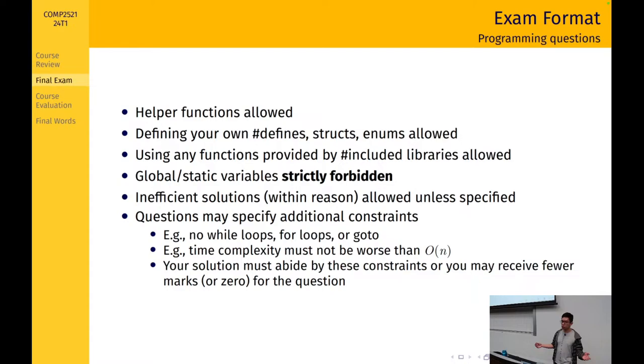Okay, there might be constraints on the time complexity. So time complexity must not be worse than O(n), for example. For these kinds of questions, you have to think more carefully about what data structures you should use in order to solve the problem. And if you don't keep to these constraints, then you might be penalized or you could get zero. So make sure to read the question.